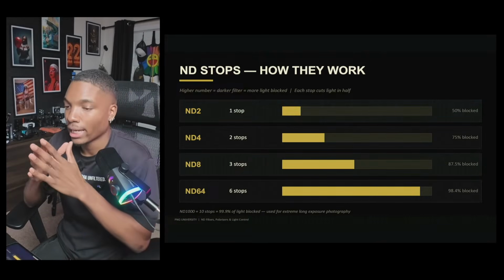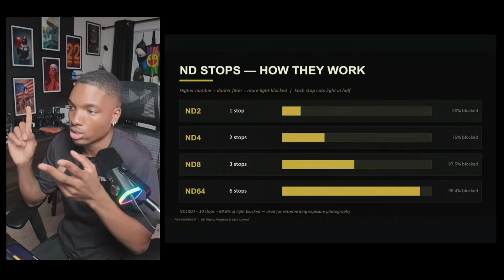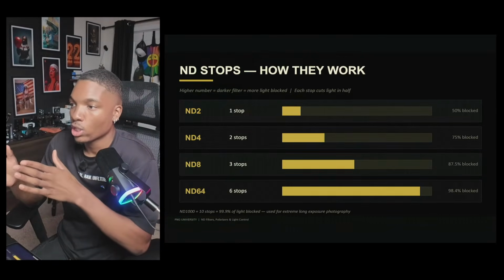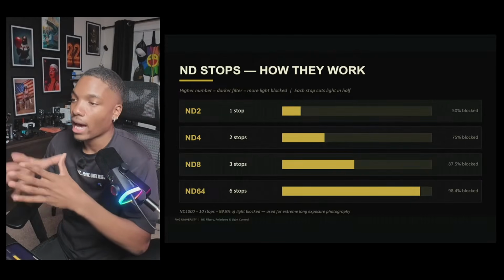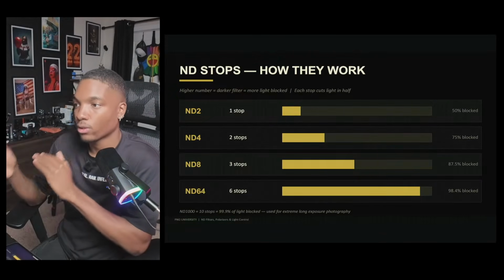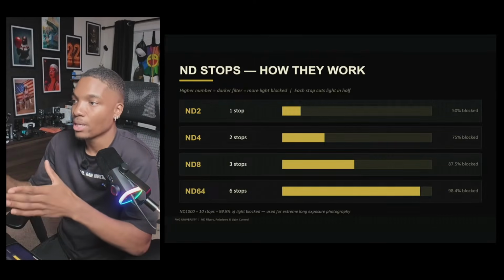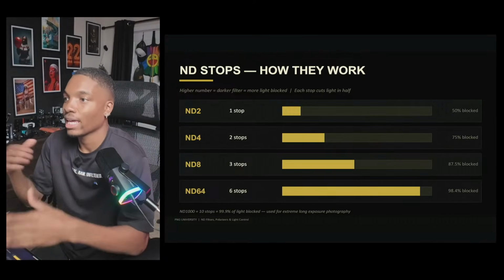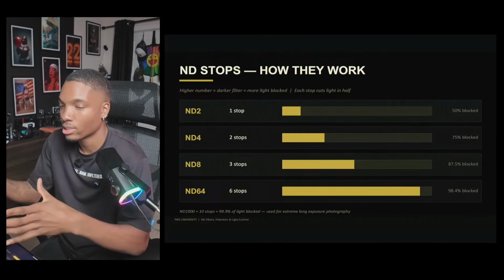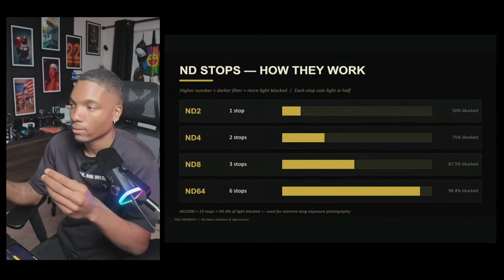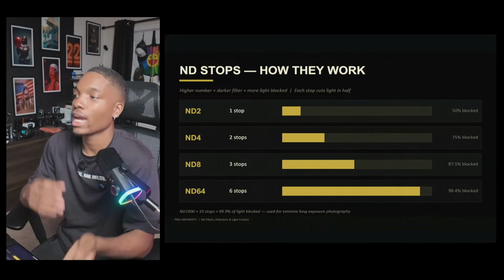But ND stops, explaining how they work. Oh my God, what is that? So if you see a one stop ND, two stop ND, four stop ND, the equation basically is the higher the number, the darker the filter, which means the more light it blocks, right? Each stop cuts the light in half. So you have one stop which blocks 50%, then two stops which block 75%. You got three stops which blocks 87%.